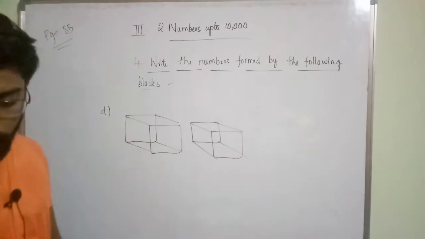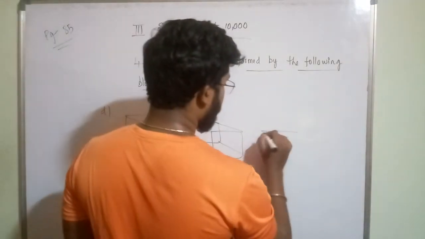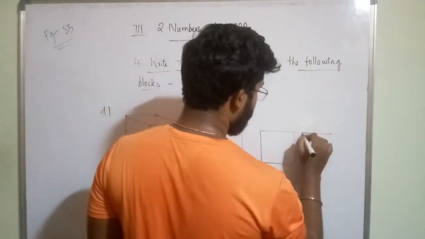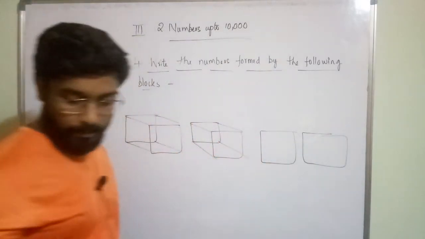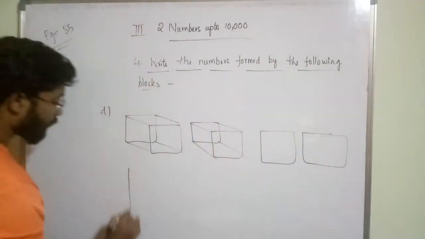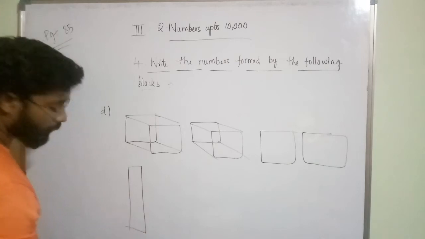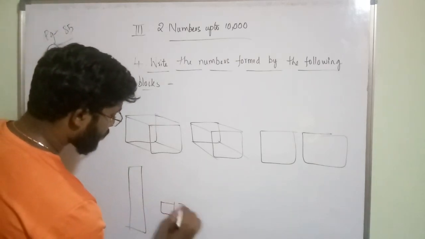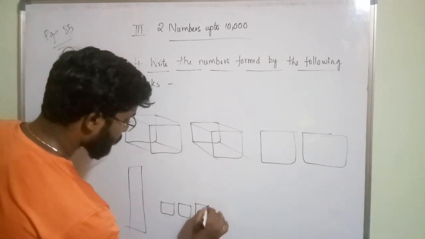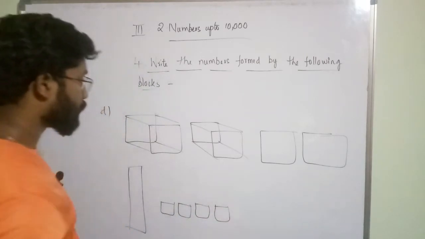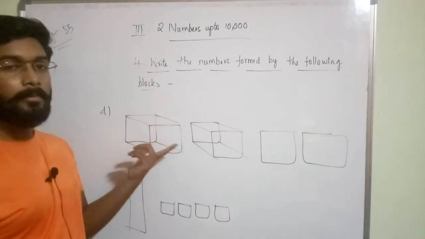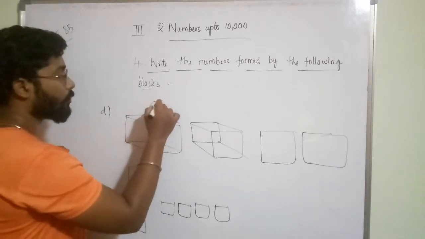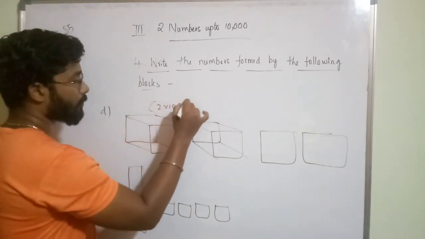You are having 2 cubes, then 2 squares. Okay, then you are having 1 tall box. Next you are having 4 small cubes. So value of each cube is how much? 1000. You are having 2. So 2 into 1000. Clear?